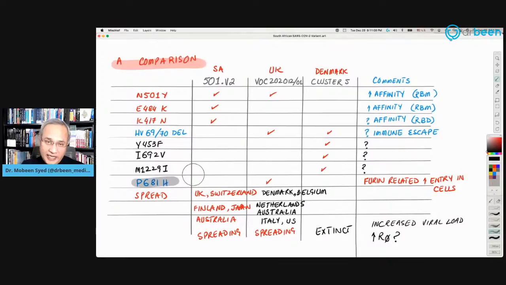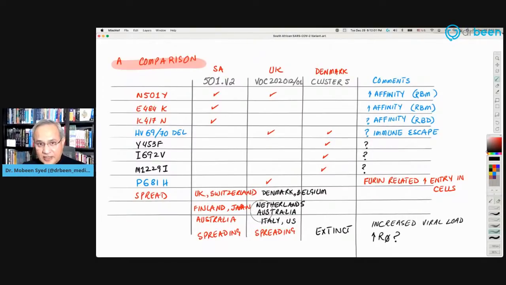Then P681H, a mutation present in the UK, but not in the others. The UK has 17 mutations or more, so why have I written P681H here? Because the P681H mutation is actually in the spike protein. It is in the furin binding site, or furin site. That improves the cleavage of the spike protein and allows it to split faster and then attach to epithelial cells faster. This is seen in the animal models, not in humans, but still it has supposedly improved the virus's fusion with the epithelial cells.